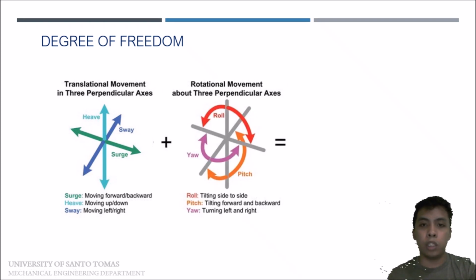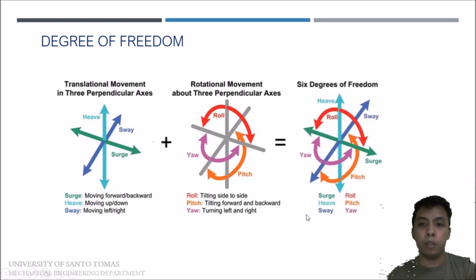Next, let's talk about rotational movement. So we have roll, pitch, and yaw. The roll is the tilting or the rotation side to side. Next, the pitch is the tilting forward and backward. Next, the yaw is the turning left and right. So as you can see, the roll is the rotation on the y-axis. Pitch is the rotation on the x-axis. And the yaw is the rotation on the z-axis.